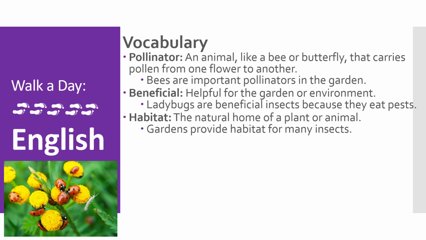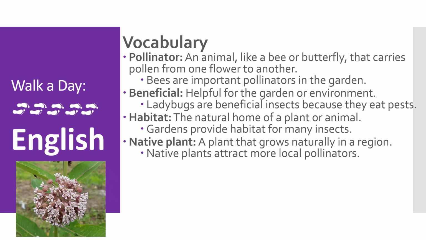Habitat, the natural home of a plant or animal. So gardens provide habitat for many insects. A native plant. A native plant is one that grows naturally in a region. This picture here is of a milkweed. It is native to my part of Canada, and native plants attract more local pollinators.